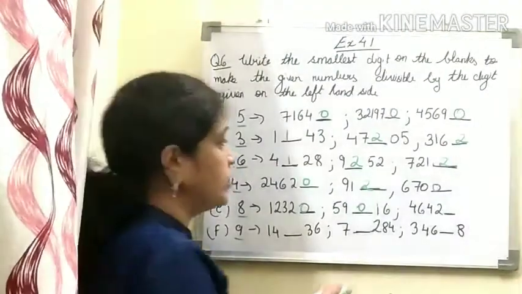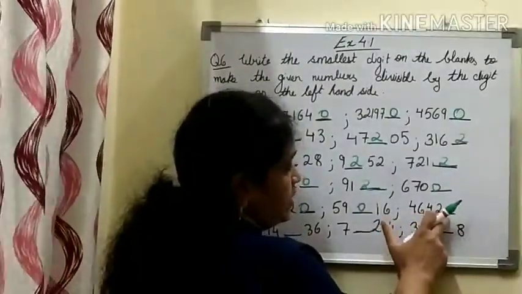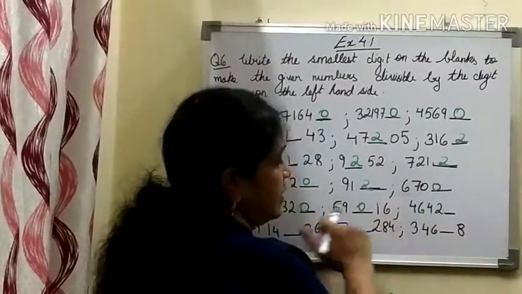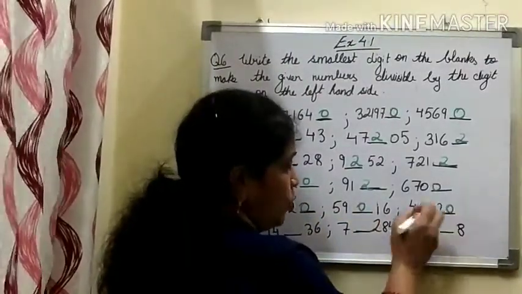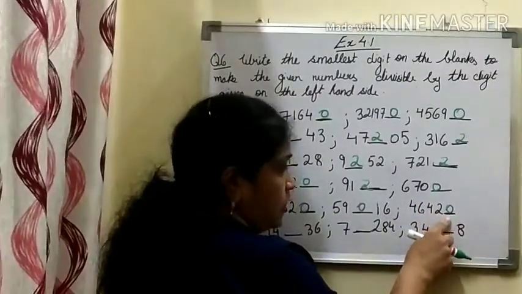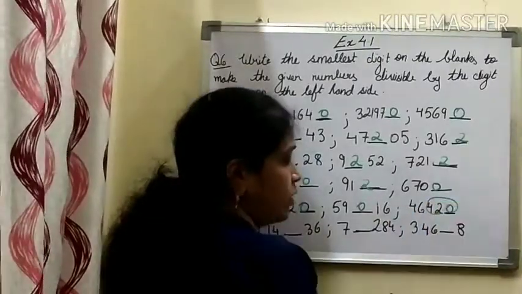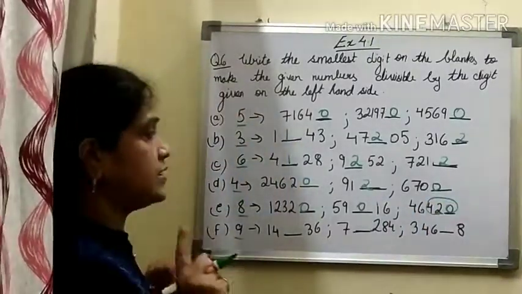Okay. Now this one, 4, 6, 4, 2. So what do I insert so that this number gets divisible by 8? Let us start with 0. If I insert 0, 8 fives are 40, 20. Then 420 is not divisible by 8. This number 420 does not get divisible by 8 if I insert 0.